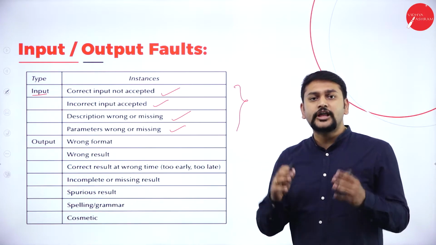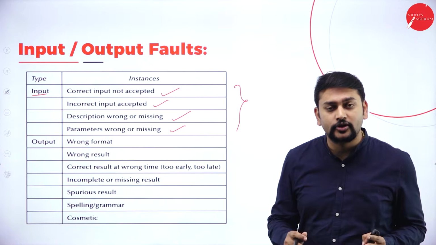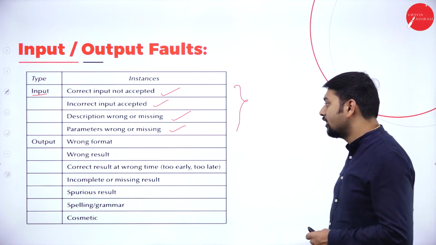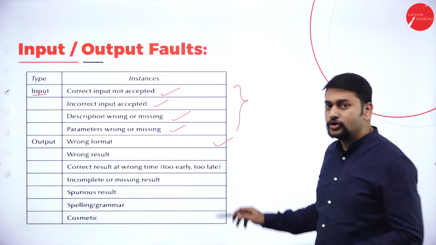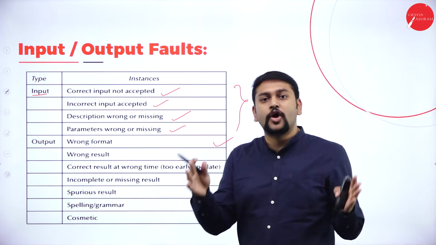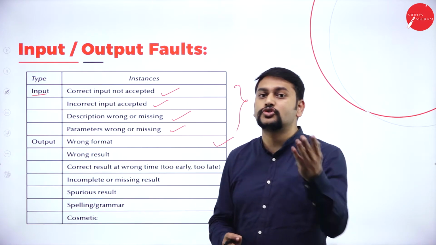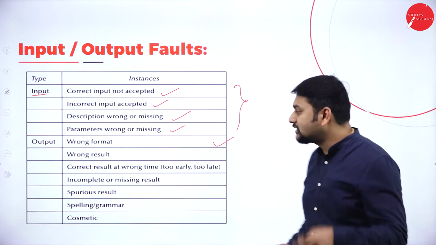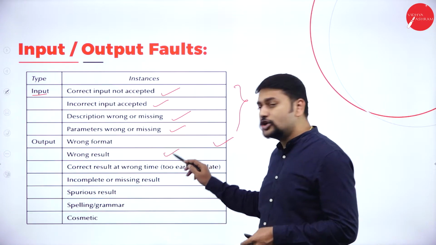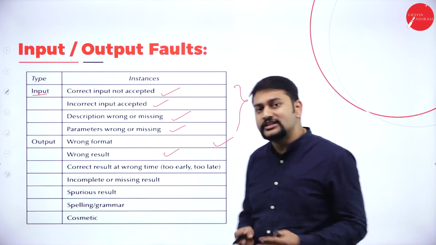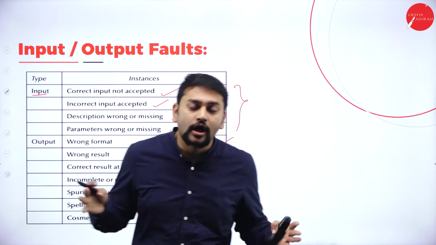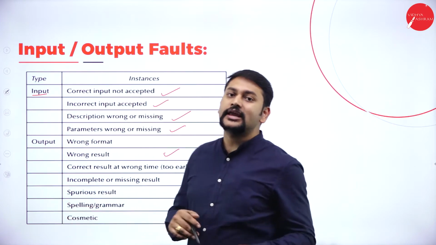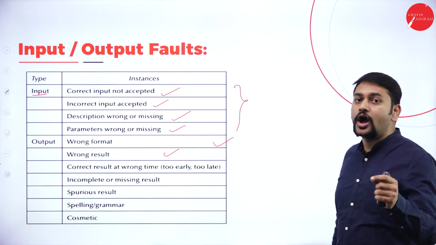So what are the different types of output faults that we will come across? Listen to me carefully. Wrong format: you are getting the output, but you are getting the output in a wrong format. So this could be one of the faults. The second one is wrong result. You are getting the result, but whatever result you are getting is wrong. So that could be the second scenario with respect to the output fault.